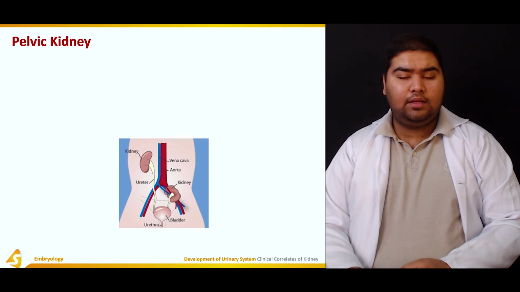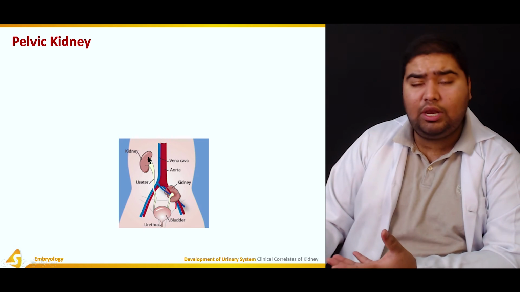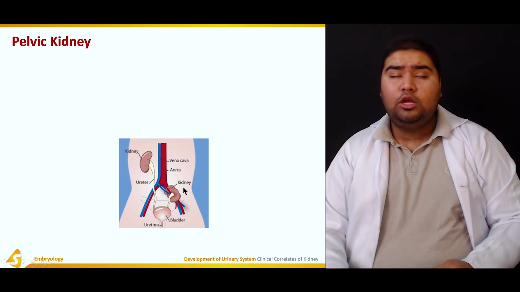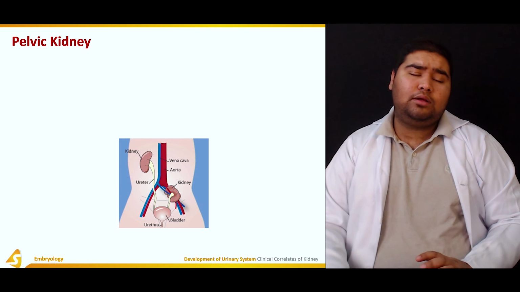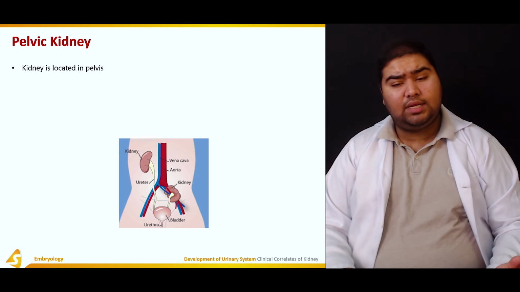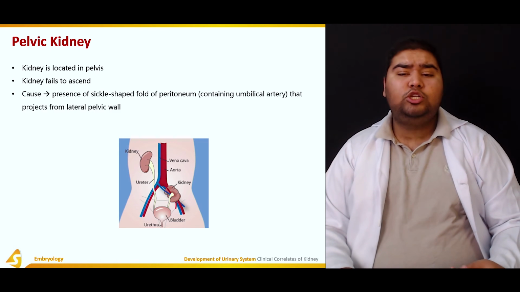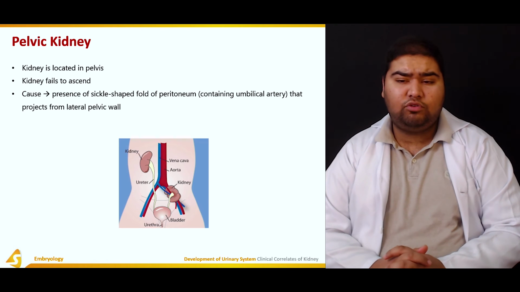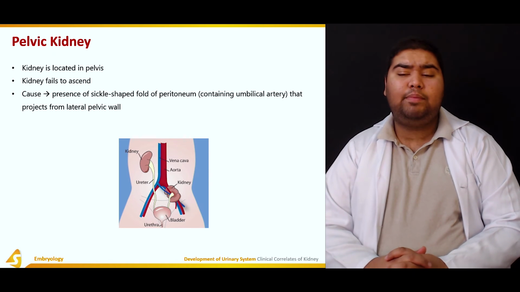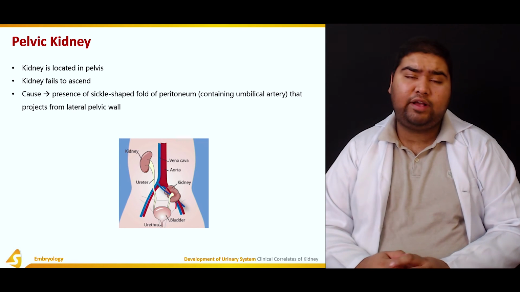Now, pelvic kidney. This is the kidney in its normal thoracolumbar position. However, this kidney is in the pelvic region. A kidney that remains within the pelvic region is known as a pelvic kidney, so it is located in the pelvis. The kidney fails to ascend due to the presence of a sickle-shaped fold of peritoneum that usually contains the umbilical artery. It projects from the lateral pelvic wall.